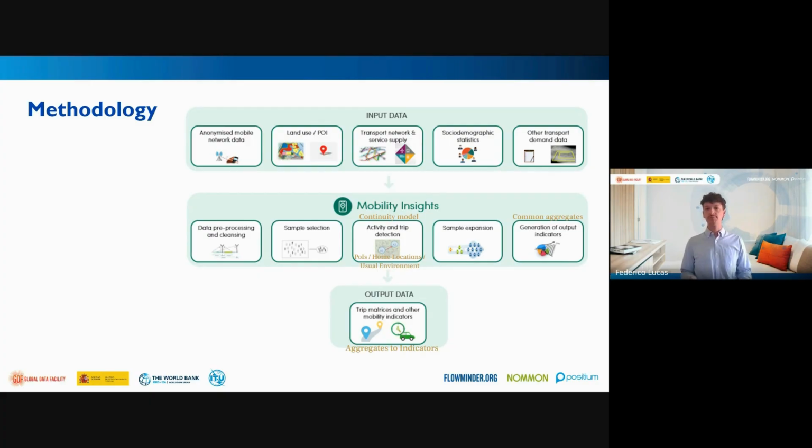Home is the user's place of residence, and it's essential for the identification of trip purposes, as well as for the sample expansion. You have work and education, which is usually a recurring activity of significant duration that is carried out in a place other than the place of residence.